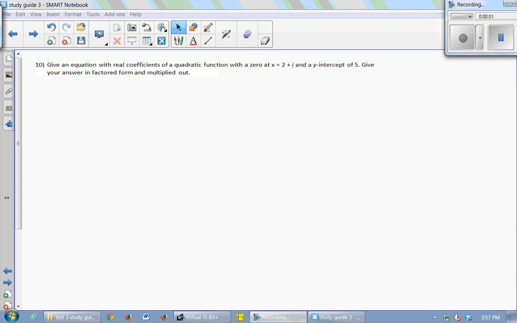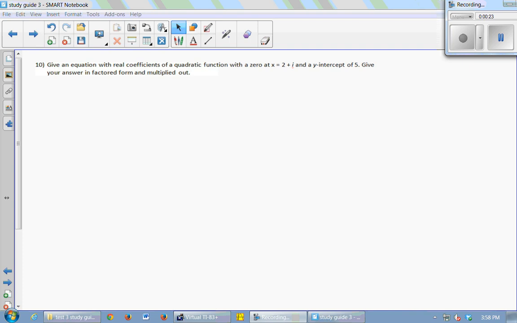This time I'm looking for an equation that has real coefficients, again of a quadratic, but this time instead of being given the vertex and some other points, I'm given a zero and a y-intercept. So I know, because this is a quadratic, that means it has degree 2, that it should have 2 zeros. But they only gave me 1.